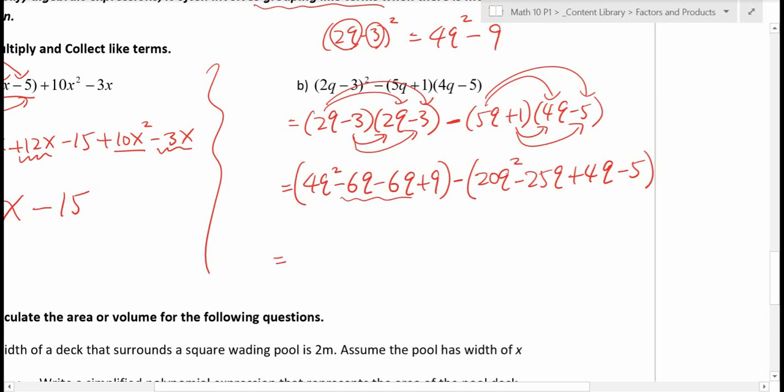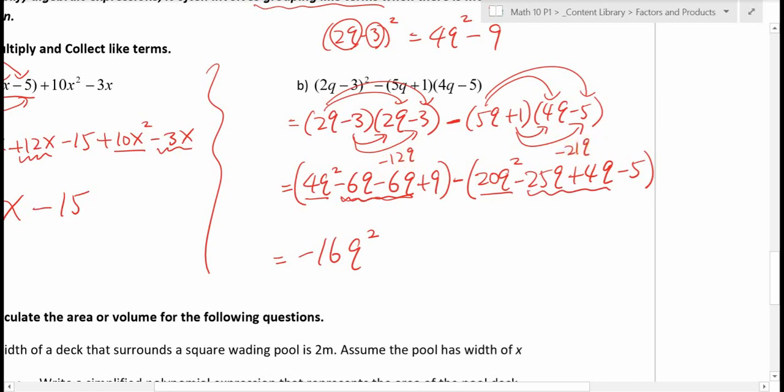Now we can combine like terms. We have 4q squared minus 20q squared. That's going to be -16q squared. And like I said, these two are like terms, and these two are also like terms. Here you combine together to be -12q, and here you get -21q when you combine them together.